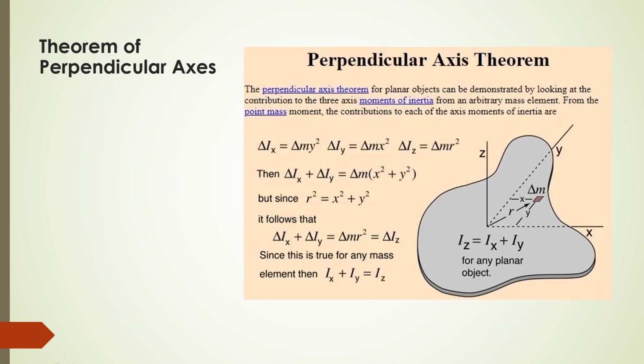Theorem of perpendicular axes. According to this theorem, the moment of inertia of the body about a perpendicular axis is equal to the sum of moments of inertia of the body about two axes at right angles to each other in the plane of the body and intersecting at a point where the perpendicular axis passes.